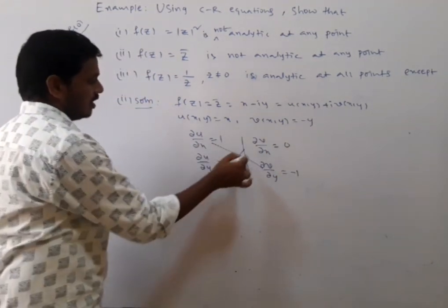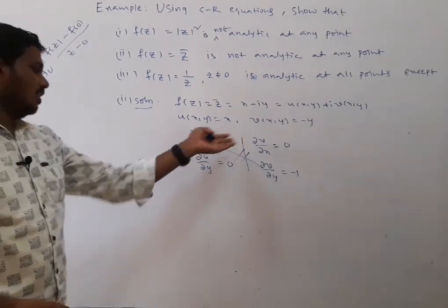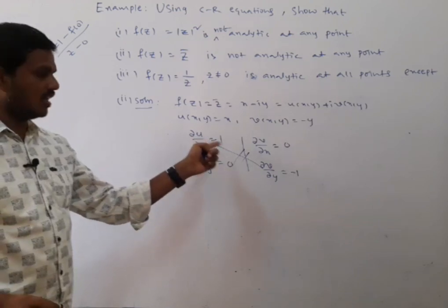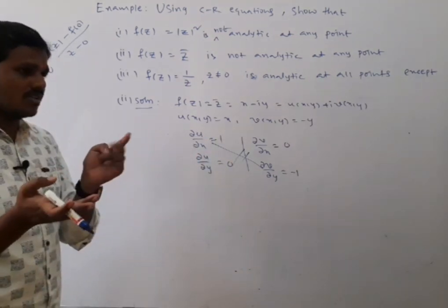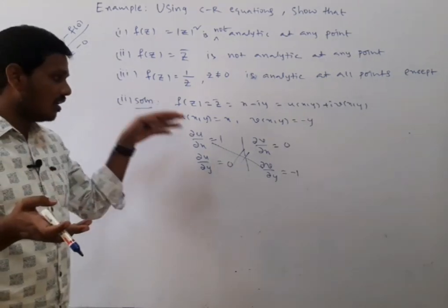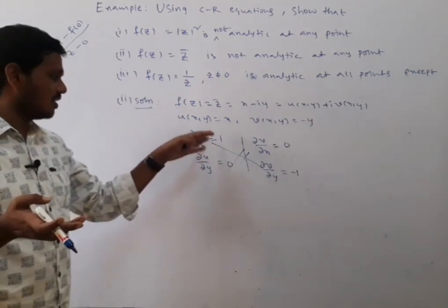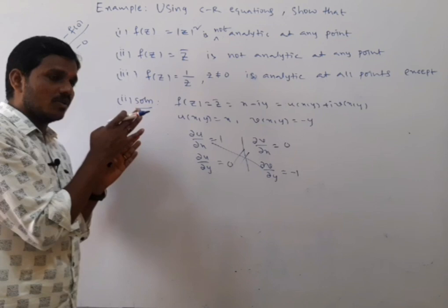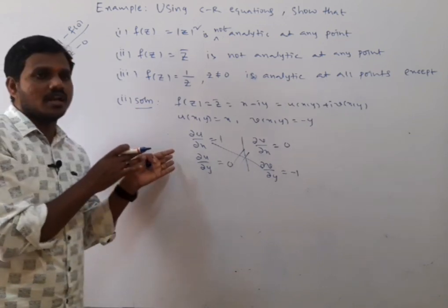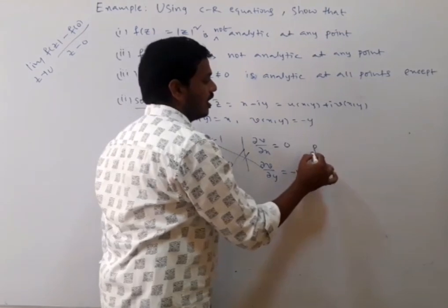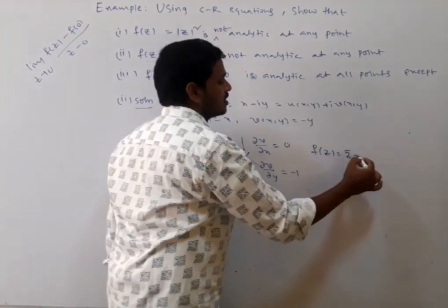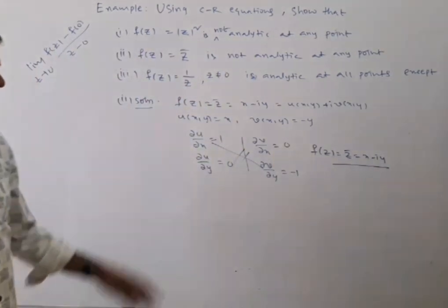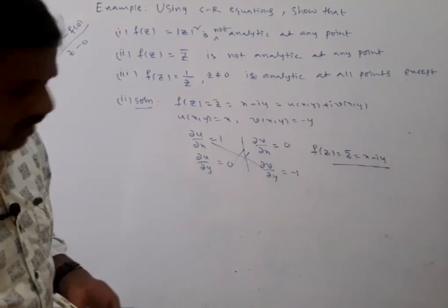Clearly, dou u by dou x is not equal to dou v by dou y. The second equation is satisfied, but the first CR equation is not satisfied. Before verifying the CR equations, we check whether the first order partial derivatives are continuous or not. Clearly they are continuous, since they are constant functions. Even though the first order partial derivatives of u and v are continuous, the CR equations are not satisfied. Therefore, f of z is equal to z bar, which is x minus iy, is not analytic at any point. So this is the second solution. Now coming to the third one.